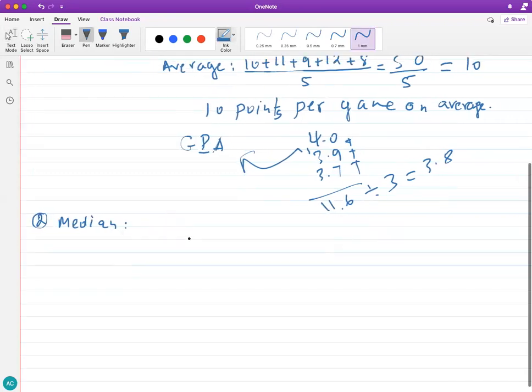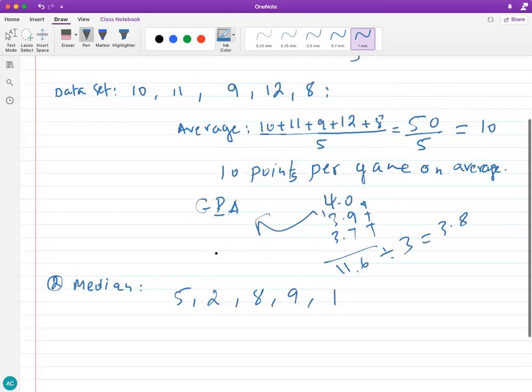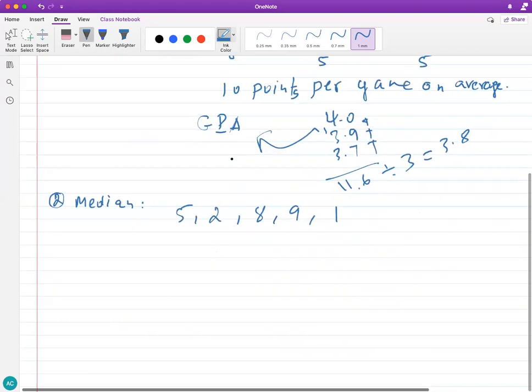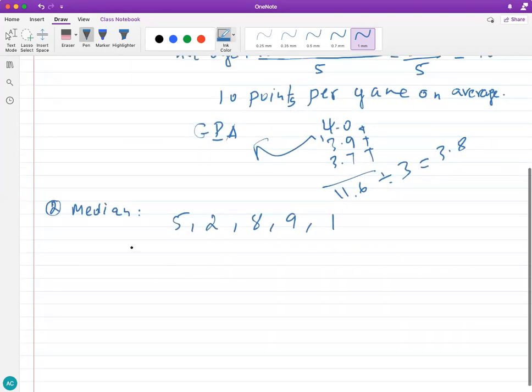And let's say you have 5, 2, 8, and 9, and maybe 1. So you have 5 values here, or a data set, okay? A data set, or a set of values. What do you think the median is in this data set? Can you see it right away, or do we have to do something else? You could cross out, start from the right, then the left.